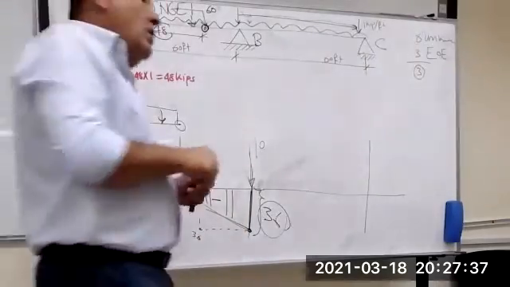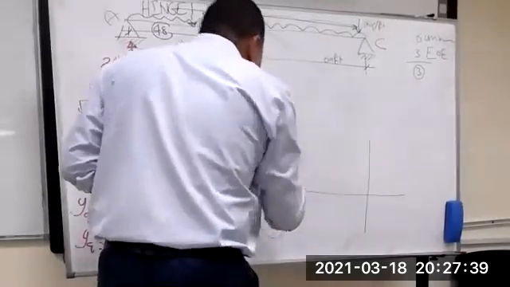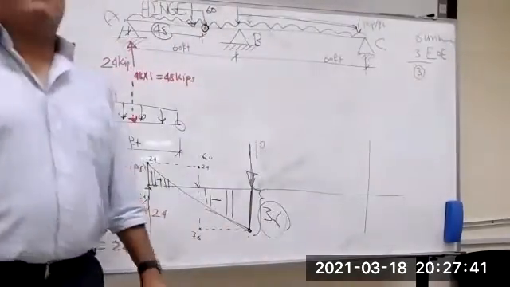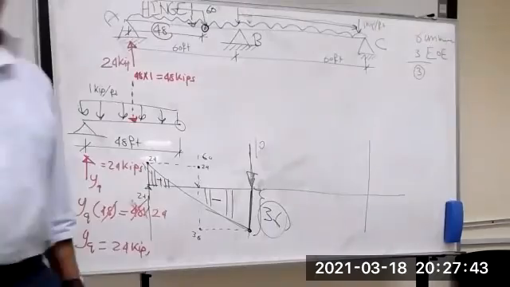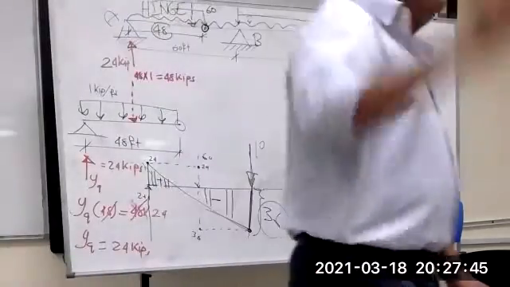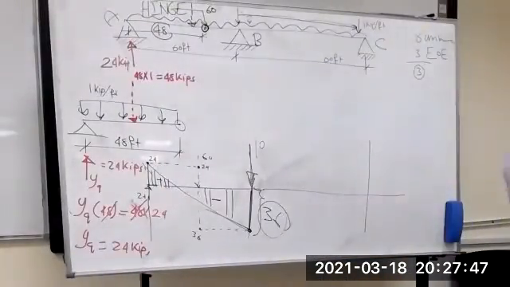Stop. Put the load here, the external live load of 10. What is the difference? It's still 36. It's not 46.